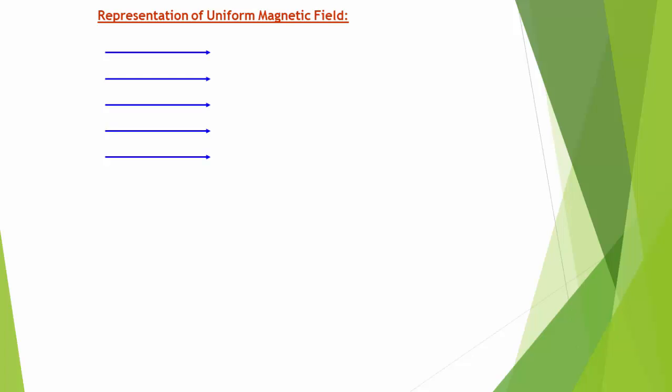The representation of the uniform magnetic field. A uniform magnetic field means the magnetic field is distributed uniformly, equally distributed throughout the region.